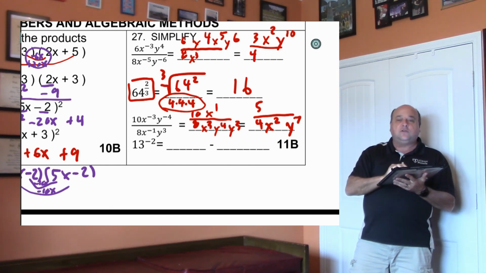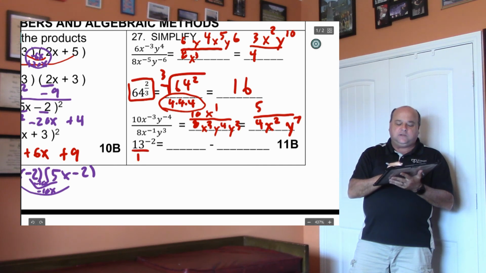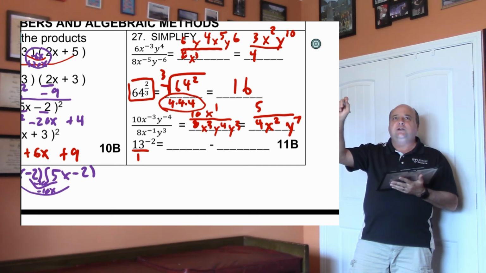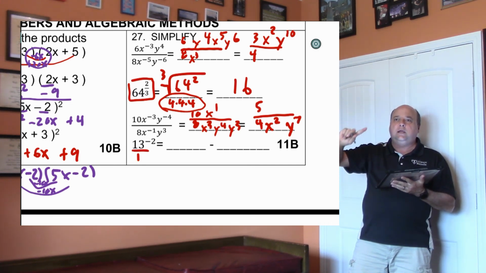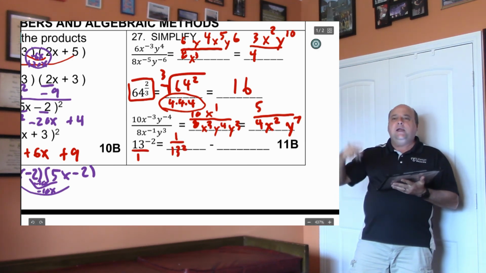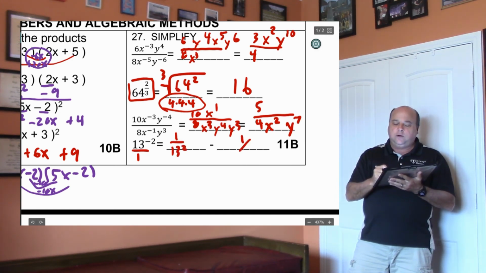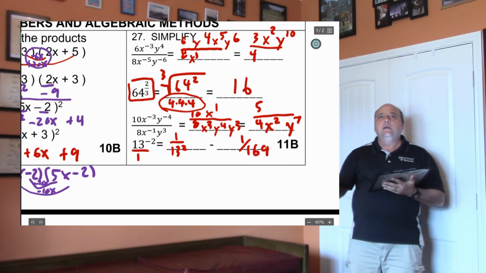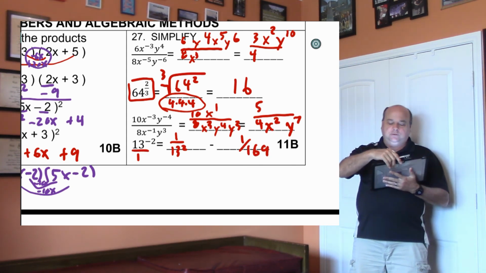Okay, on the next one, 13 to the negative 2. Remember, this is over 1. The 13 should not be on the top. It should be on the bottom. So we're going to put 1 over 13 squared. And 13 times 13 is 169, so it's 1 over 169. And that is the answer.